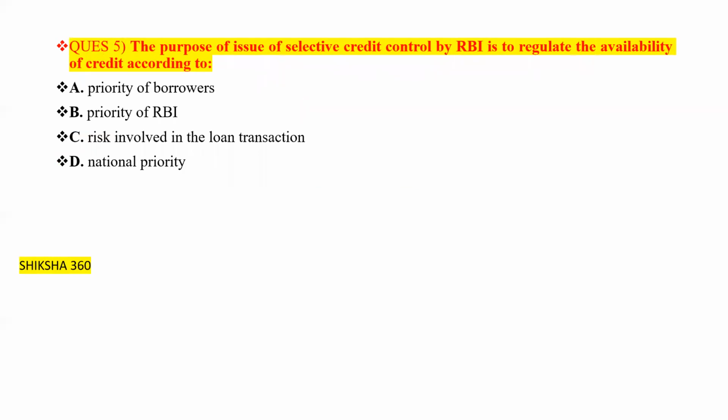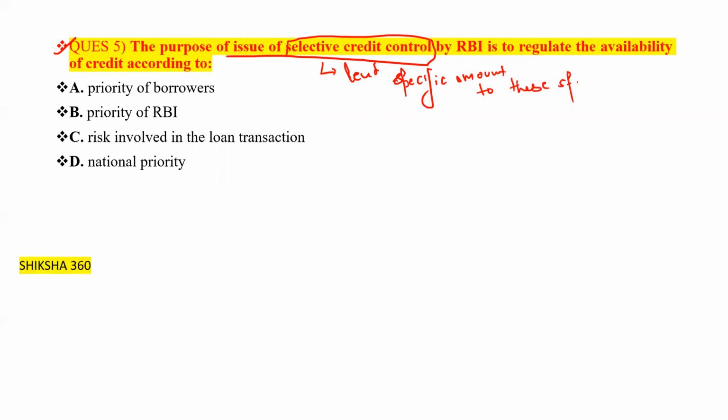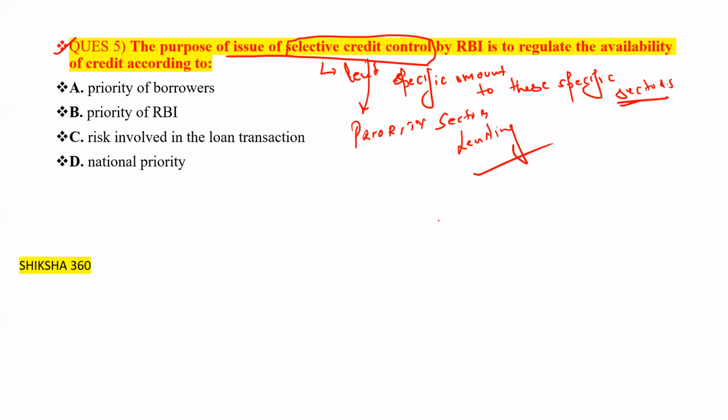Question number 5. The purpose of issue of selective credit control. Selective credit control means we have to lend a specific amount to specific sectors, up to a specific limit, such as the priority sector, for the benefit of society or the nation.